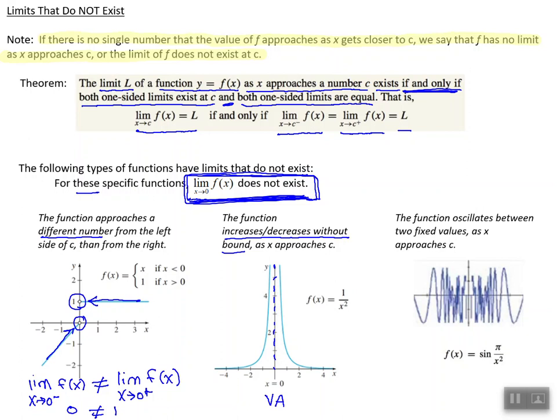And finally, the function oscillates between two fixed values as x approaches c, such as in this picture. It is not clear where this function is headed as we get closer to x approaching 0. No clue. We could observe a table of values and we would see that the values keep going up and down.